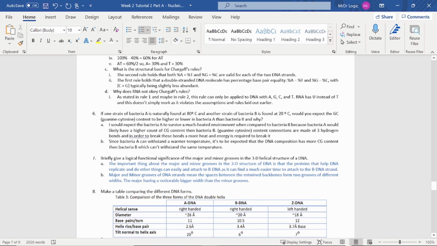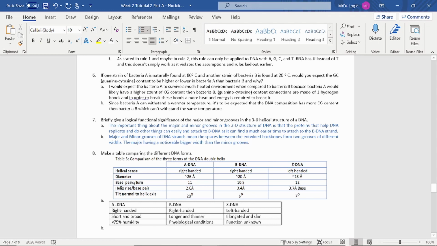If one strand of A was found... Okay, this is simple. Basically, bacteria A would be expected to have more CG in its DNA, more frequency than bacteria B, because it would withstand a higher temperature, because 3 hydrogen bonds are harder to break. And the alternative is 2 hydrogen bonds. Because there are so many more hydrogen bonds to break, it's like the stick example: you can break one stick easily, but not 1,000 sticks all at the same time. So it's going to take time, and that's why bacteria A in my eyes could withstand it.